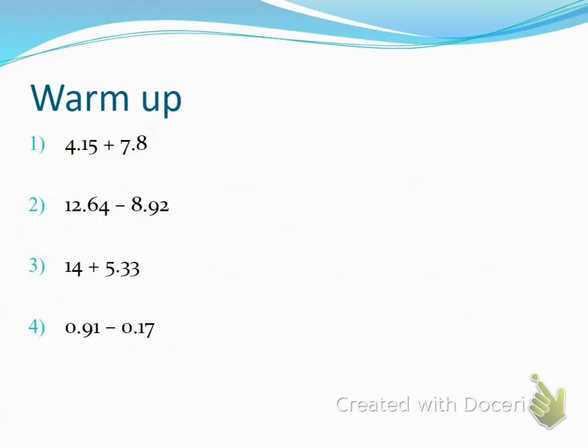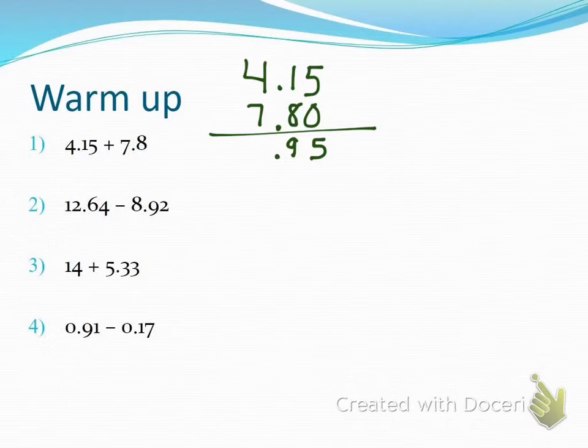All right, so 4.15 plus 7.8. So we line up the decimal. Good. So I added that 0 there because that's the same thing and I just didn't want to get confused. So 5 plus 0 is 5. 1 plus 8 is 9. And 4 plus 7 is 11.